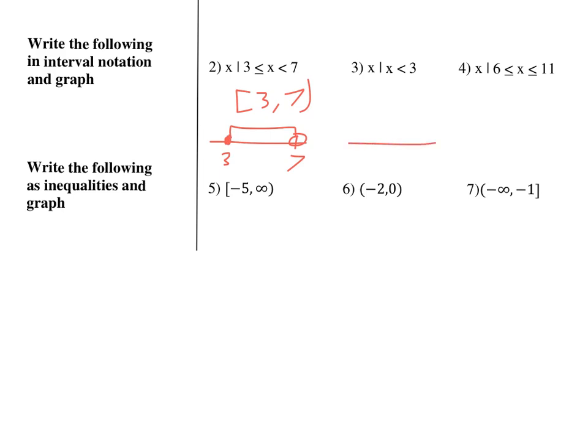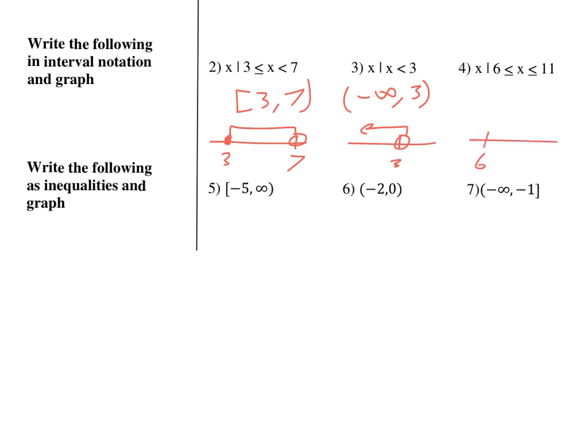Number 3 here, we're going to start at 3 with an open circle going left. And then for our interval notation, whenever it's going left forever, it's always going to start at negative infinity and then go to 3, or whatever the number is. If it's going right forever on the number line, it's going to start at that number and then go to infinity. If it's going left on the number line, it's going to start at negative infinity and go to that number. So that's why I think it's always easiest to draw it on the number line first.